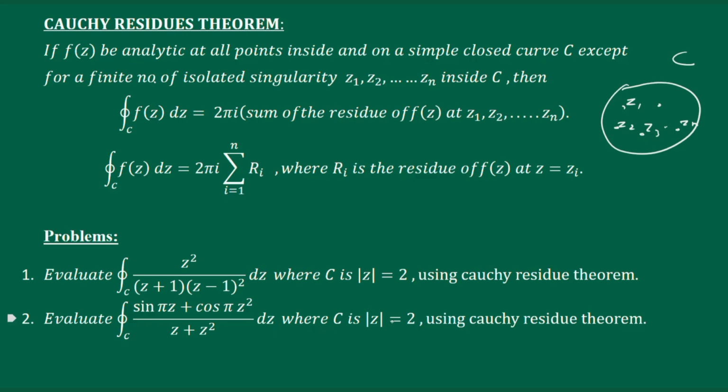So we can see some examples. First example: evaluate the integral over C of z square by (z plus 1) into (z minus 1) whole square dz, where C is modulus of z equal to 2. That is, modulus of z equal to 2 is a circle with center origin and radius 2. So we have to evaluate this integral for this closed curve C using Cauchy residue theorem. Now let us see how to evaluate this.